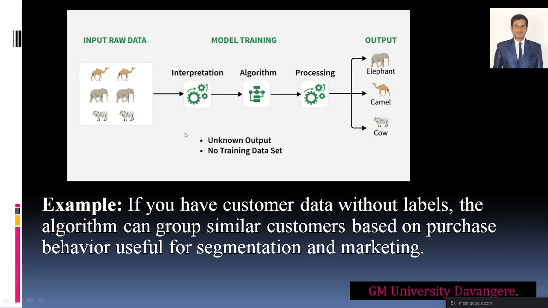It will try to interpret. That is, it will try to develop the algorithm model training. We develop an algorithm, it will try to process and will try to give the outputs with the different labels along with the attributes. Finally it will try to give the outputs.